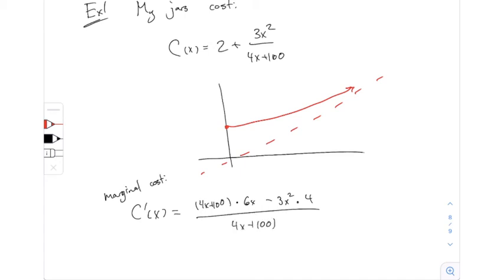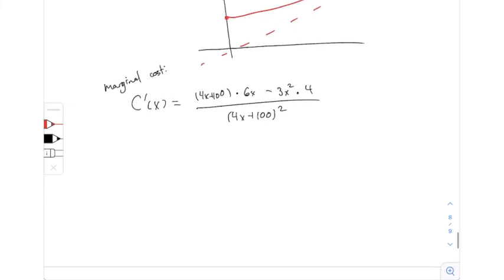Now, ordinarily, I wouldn't try to really simplify this, but just because I'm about to do some specific plugging in of numbers, let's just simplify it a little bit. I would distribute on the top: 4x plus 100 distributes on the 6x. That gives me 24x squared plus 600x. And then I have minus 12x squared. I'm not going to bother multiplying that out on the bottom.